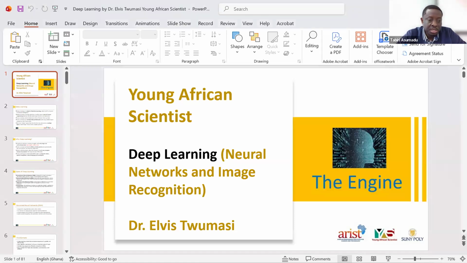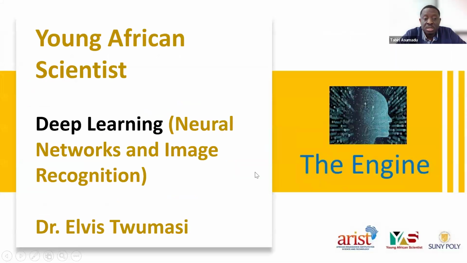Deep learning, neural networks and image recognition take you deeper into machine learning. That is something everyone would want to know if you're going to do any sort of machine learning.